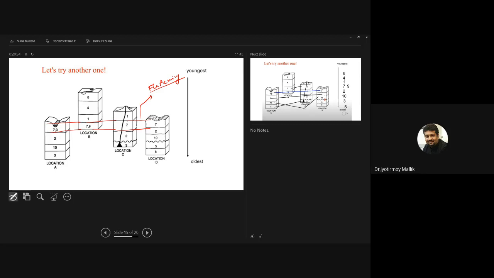Now we can see 7. These rocks are certainly older than 7, and these rocks are certainly younger than 7. So we can place 7 somewhere in between. Okay. So above 7, we can say that there is 1 in column B and column C. There is 1. So I can put 1 here.